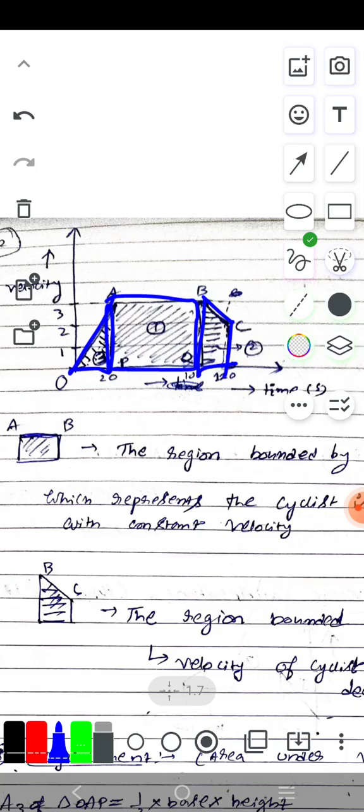If I add these three areas consecutively, we will get the displacement, that is, the area under the velocity-time graph. If we get this area and this area and add them, we get the total area, and the total area gives you the area under the velocity-time graph, which represents displacement.